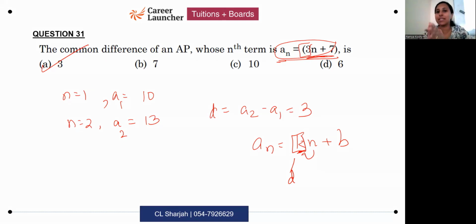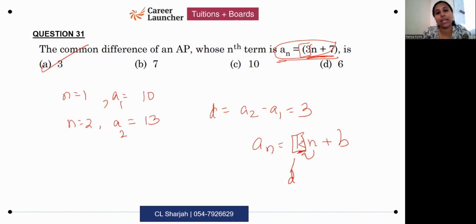The reason for this is all multiples of 3. Like 3n means what? Multiples of 3. All multiples of 3 form an AP, right? What is the common difference for all multiples of 3? 3. If I add 7 to all multiples of 3, that will also be an AP. Every single term I'm adding 7. What will be the gap there also? 3 only, because it's all multiples of 3 plus same number. So the gap will still be the same. It will be 3 only. That is why the common difference is 3.